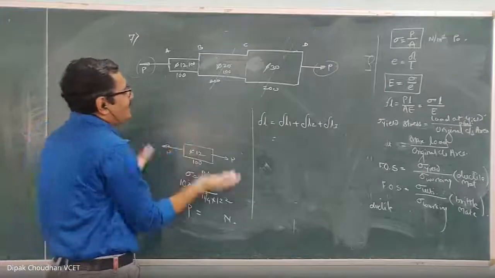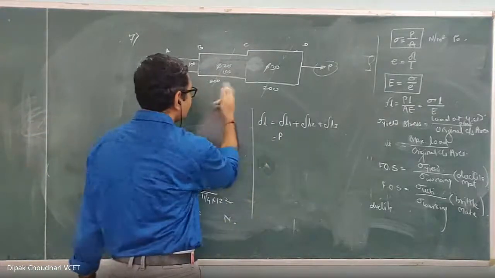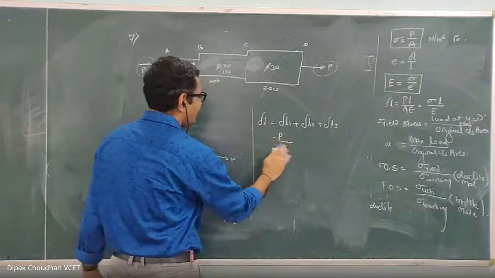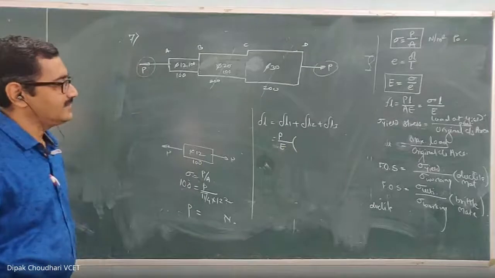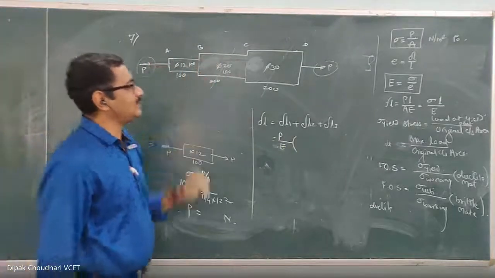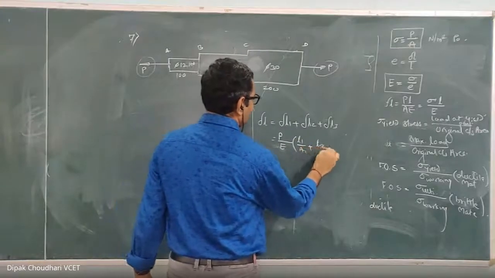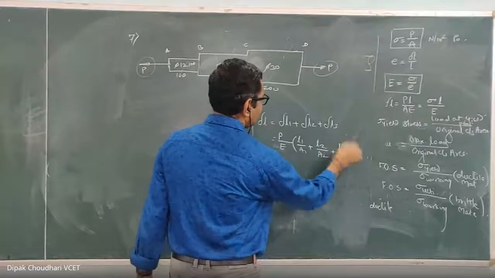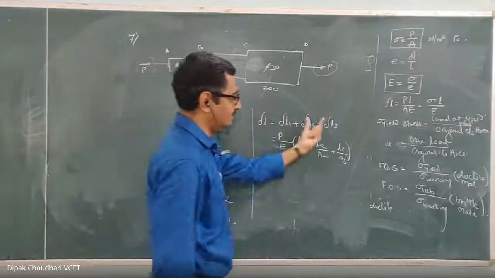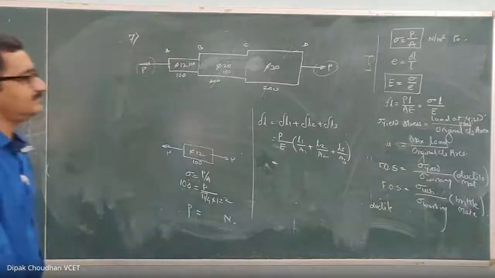Now in all the three parts, P is constant, L varies, A varies, and E is constant, 2 into 10 raised to 5, which is given. P and E are the same for all the three. So delta L equals P upon E into L1 upon A1 plus L2 upon A2 plus L3 upon A3. Have you understood this? Write it separately and calculate it, substitute the value and get the answer. You will get the delta L.